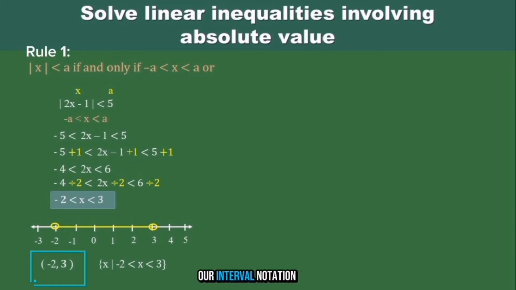That is our interval notation. It means all numbers between negative 2 and 3, excluding negative 2 and 3. The parentheses mean we don't include the endpoints.